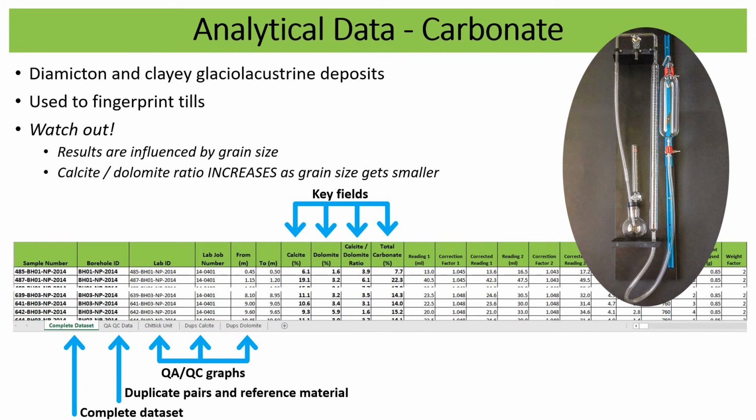Carbonate analysis was done on diamicton and fine-grained glacial-lacustrine sediments as part of our fingerprinting efforts. The key data fields are percent and ratio of calcite and dolomite. There is a caveat with this data. The results are influenced by grain size.